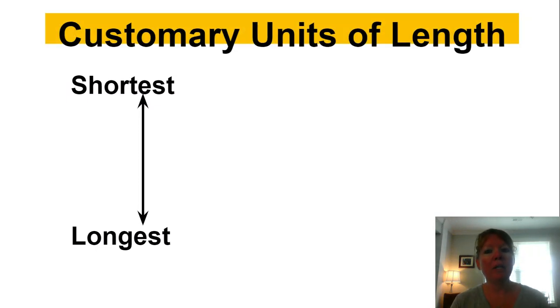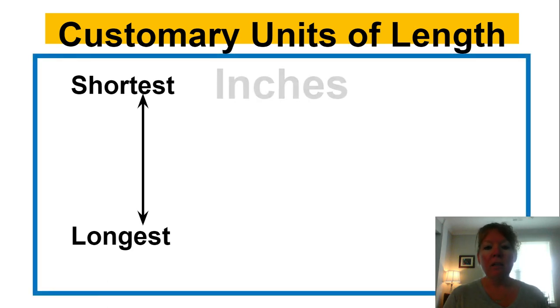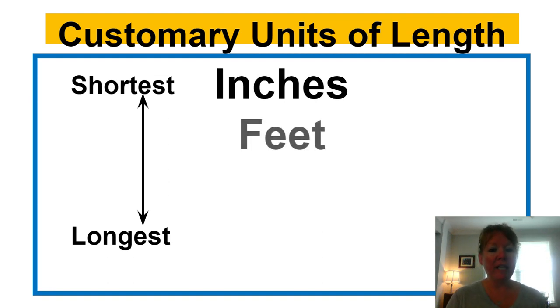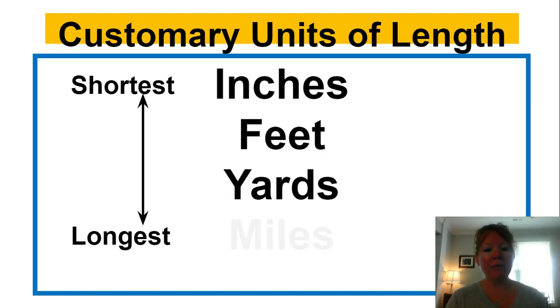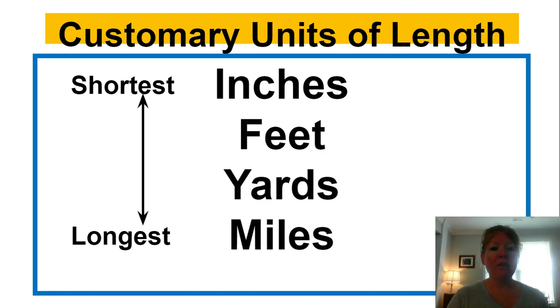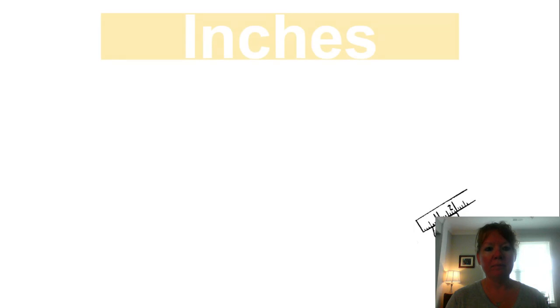Our customary units of length, when we think about them from the shortest to longest, the very first one is inches. That is the smallest amount. Next, we have feet, then yards, and the last one, miles. So inches, feet, yards, miles. That's going from shortest to longest.